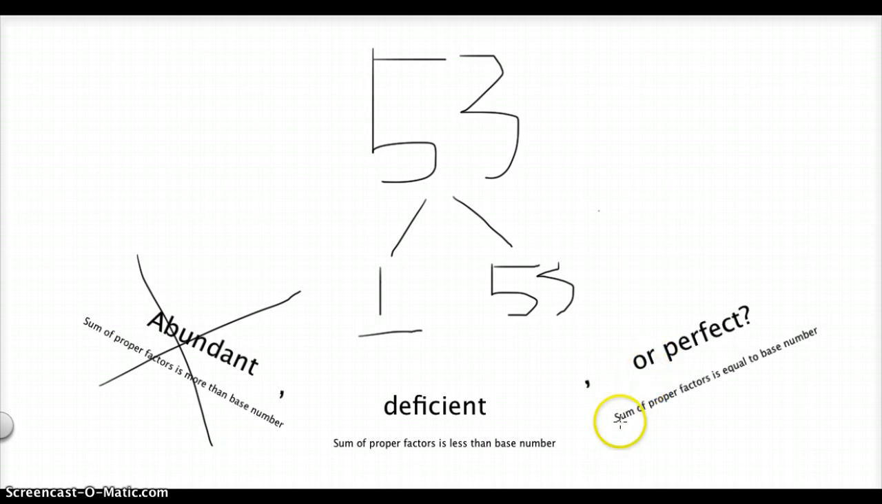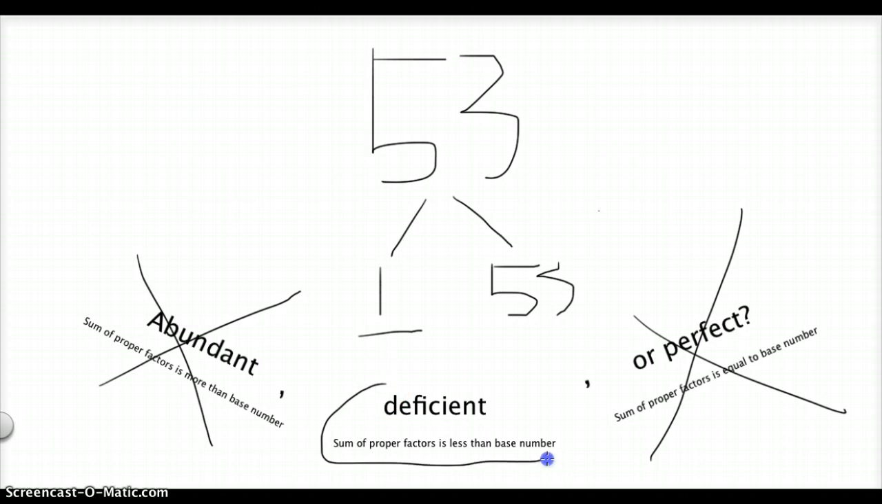For perfect, it says sum of proper factors is equal to base number. Does 1 equal 53? No. So that leaves deficient. Sum of proper factors is less than base number. Well, is 1 less than 53? Yes. Then it is deficient.